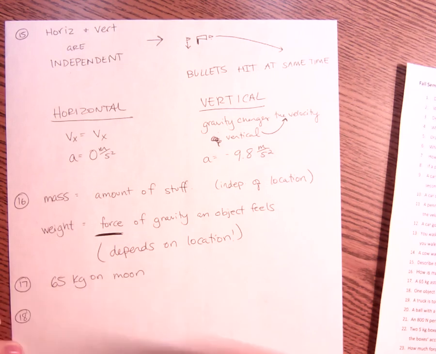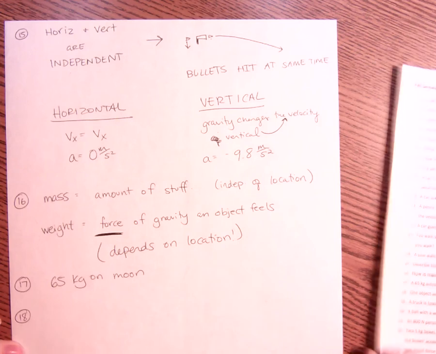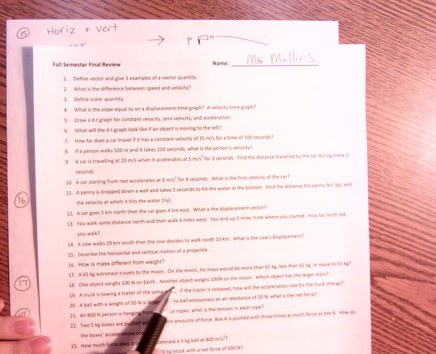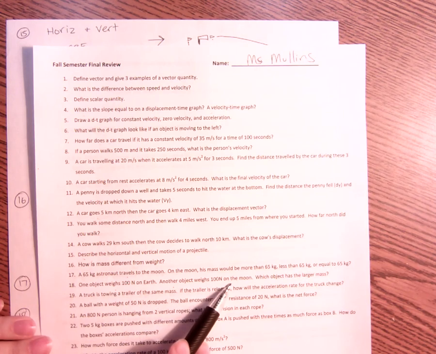Number 18. I have a 100-kilogram object, or no, I'm sorry, a 100-Newton object on the Earth, and another object that weighs 100 newtons on the moon. Which object has a larger mass?